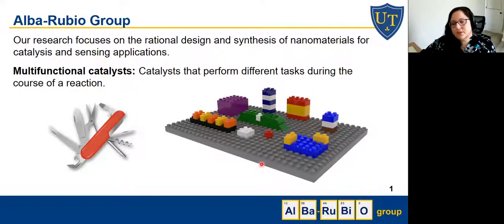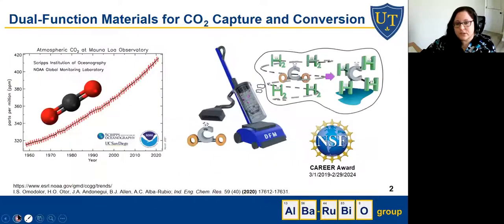A brief introduction of my group has already been mentioned, but what we do is synthesize well-defined materials for catalysis and sensing applications. We are especially focusing on multifunctional catalysts, that are catalysts that can do different things during the course of the reaction. One of the examples of the research that we do in our lab is the development of dual function materials for CO2 capture and conversion.